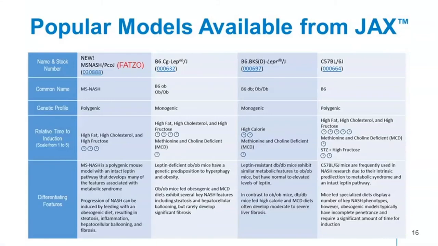JAX maintains some of the most published upon models of nonalcoholic fatty liver disease and NASH in our repository, including the new MS-NASH mouse, formerly known as the FATZO model. The 4 models I will highlight today are this MS-NASH model, the OB and DB mutant mouse models, and the C57 Black 6J. In the upcoming slides, I will discuss how these mice have been characterized in the literature and some pros and cons to each as a model for liver disease.